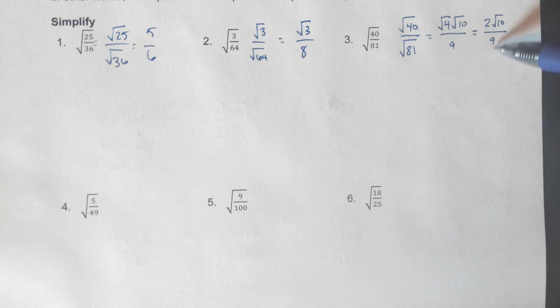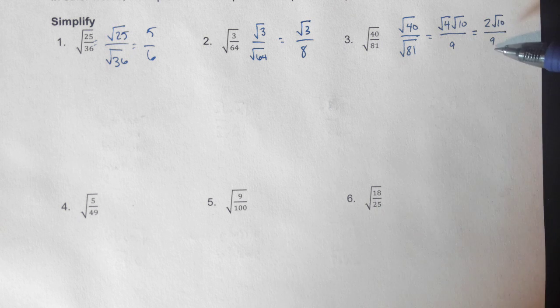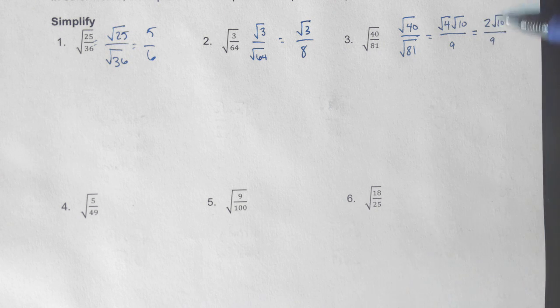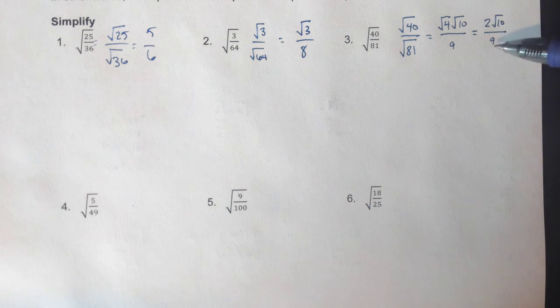Now here's what you need to keep an eye out for. If 2 and 9 are both divisible, so if this was like 2 over 10, you can divide both of those by 2. You can't ever reduce the radical part, but you can do the whole number parts, okay?